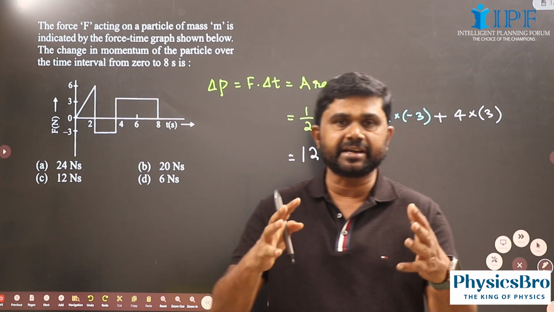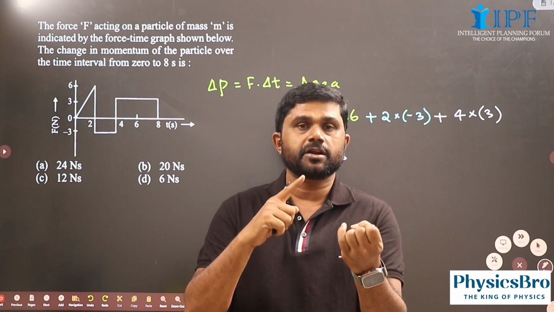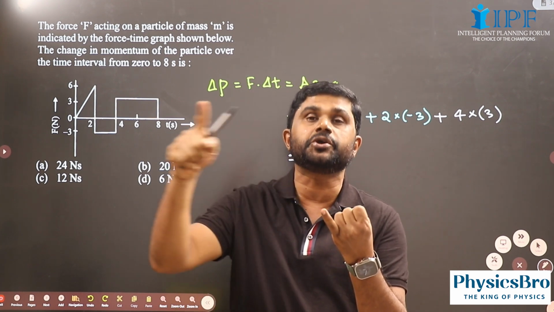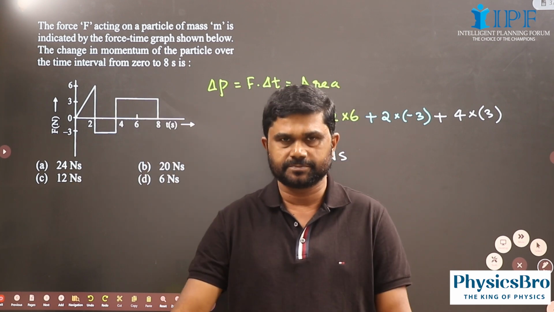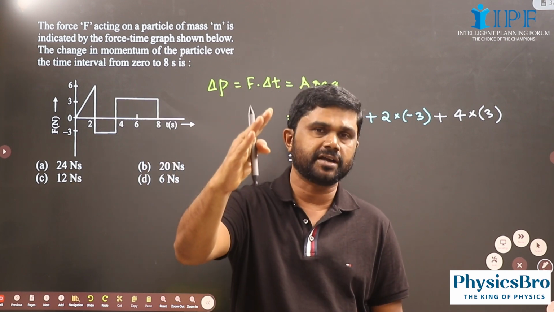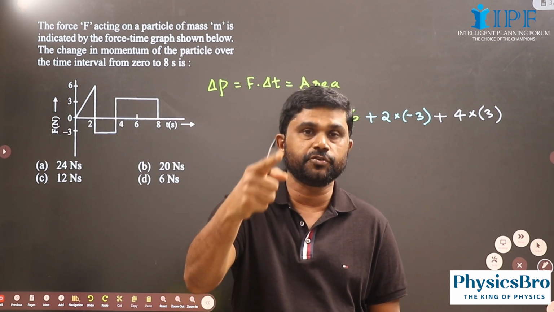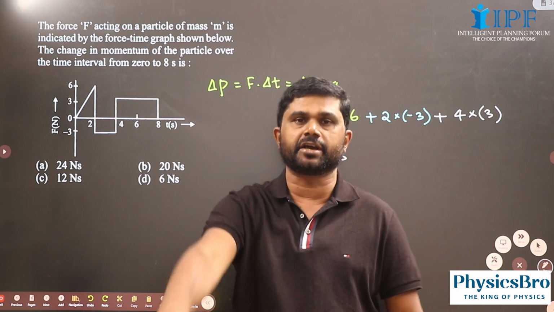See, in any graph you will have to find out two things. What is the physical quantity represented by the area under the graph? It is nothing but y into x, means quantity along the y-axis into quantity along the x-axis. Here we have force along the y-axis and time along the x-axis. So area under this graph will give you force into time. It is the impulse, and it is equal to change in linear momentum.